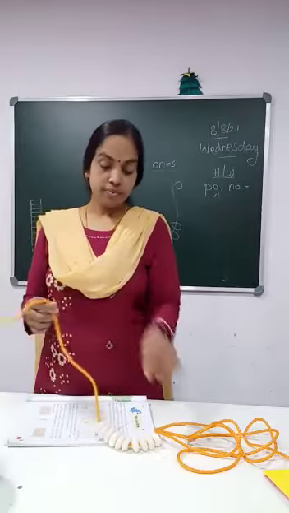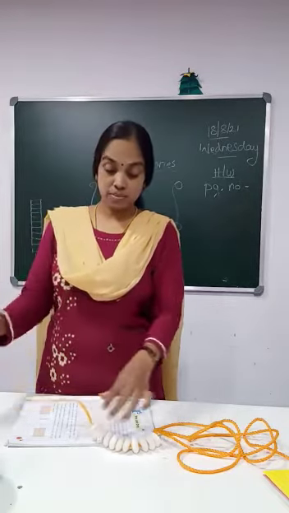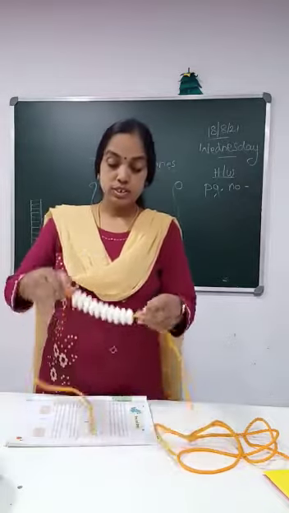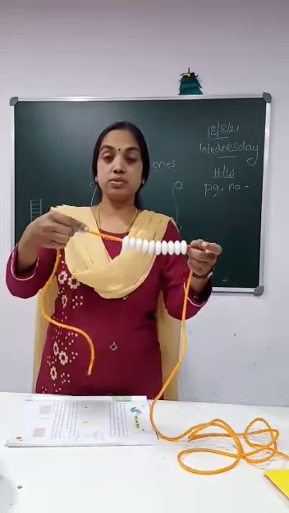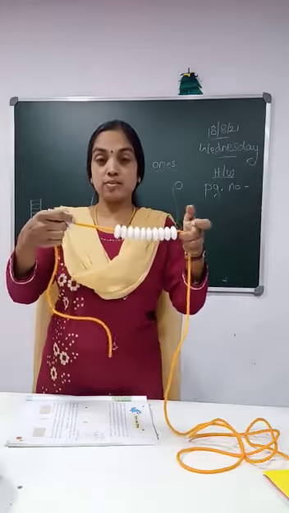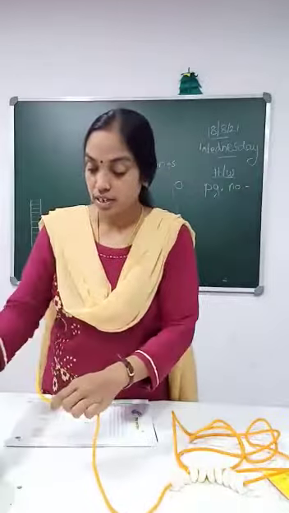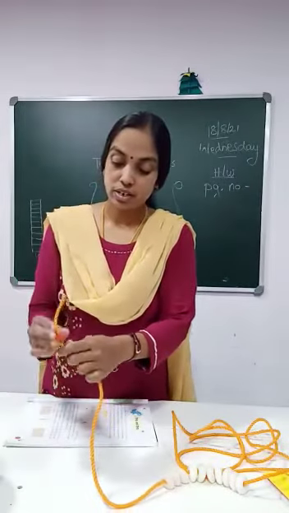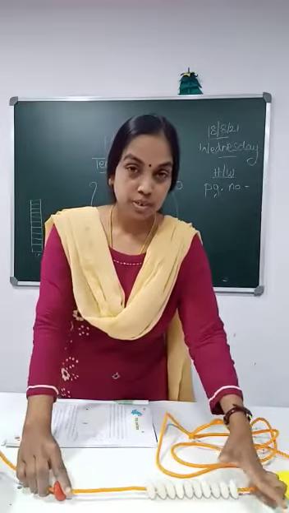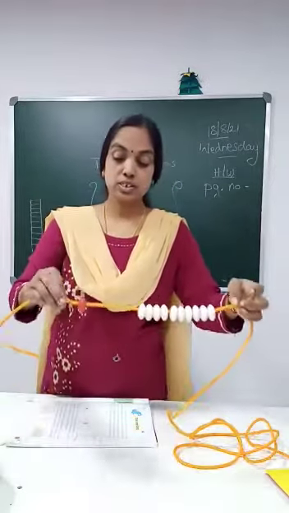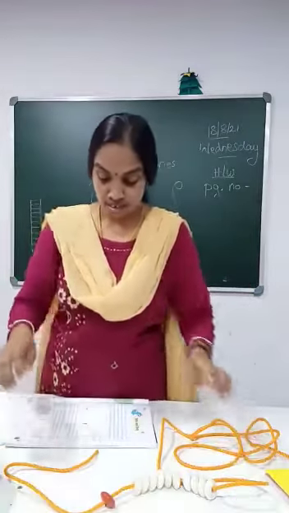So children, we have here 10 beads and we are going to add one more bead to make it number 11. So these 10 beads are one group and then this one bead. So this is 10 and 1 is 11. Okay children, 10 and 1. See here, now this is 10 beads. These 10 beads make one group and this is one bead. So this 10 and 1 is 11.